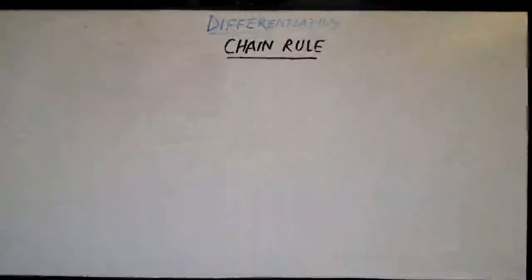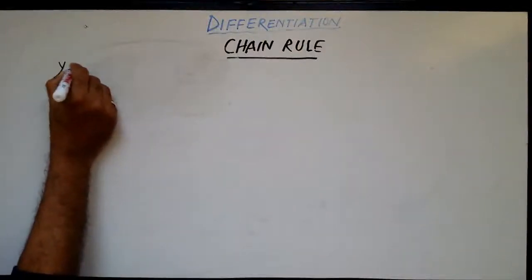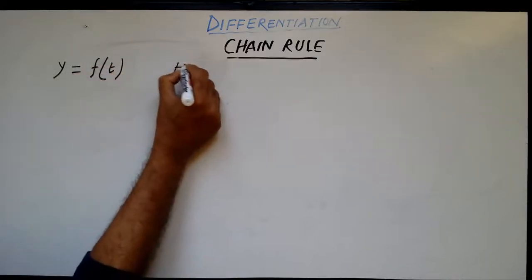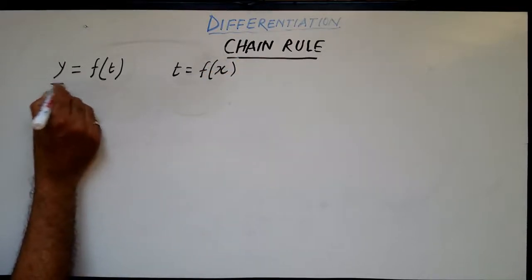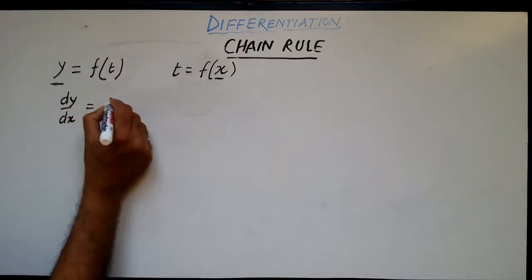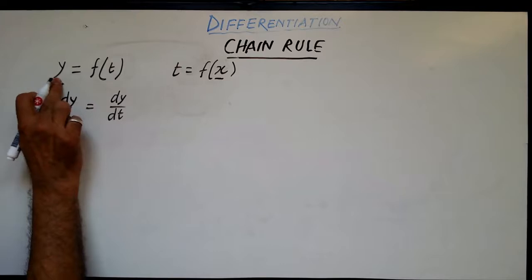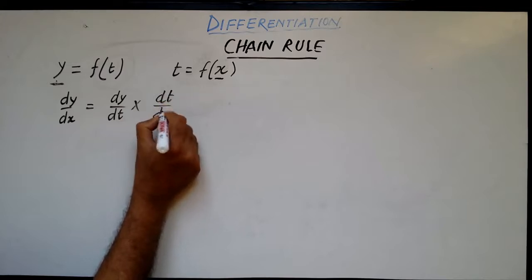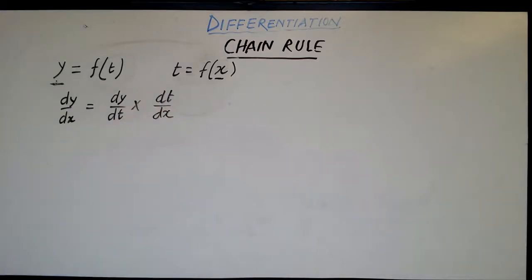Everyone. Today we are going to understand the chain rule of differentiation. What is the chain rule of differentiation? Let's say there is a function y which is a function of t, and t is another function of x. How will you find the derivative of y with respect to x? So dy by dx is defined as the differential of y with respect to t, multiplied by dt over dx, that means the differential of t with respect to x. Okay, this is the chain rule in differentiation.